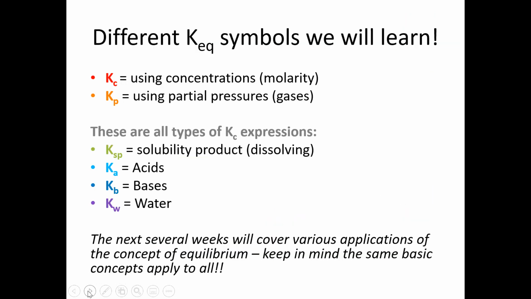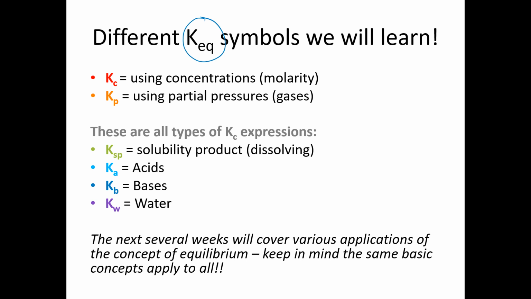All right, so there's some different K symbols that we will learn. So we will find that Keq, this is the generic form. Keq just means equilibrium constant. But we use different subscripts depending upon which type of K expression we're looking at. So if you have a Kc, means you're using concentrations and molarity. Kp is you're using the partial pressures of gases. And then there are some various types of Kc expressions that we will see down the line here.